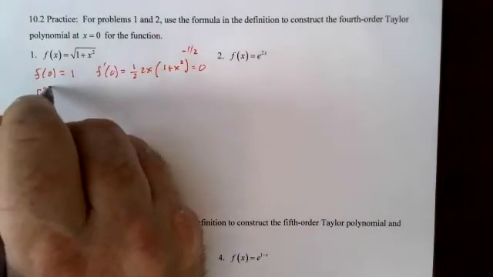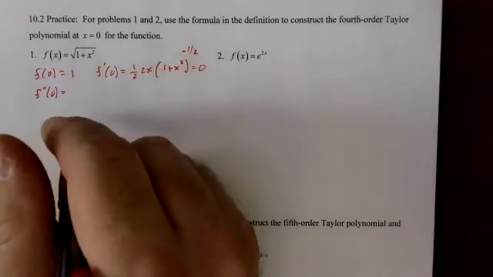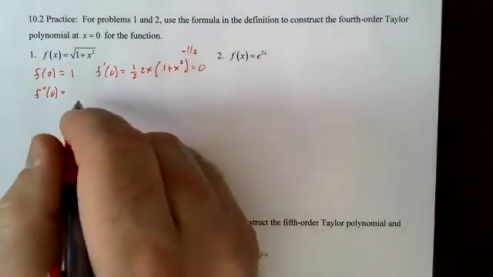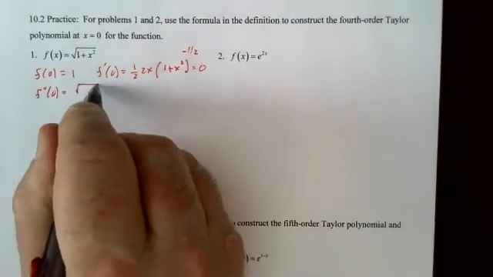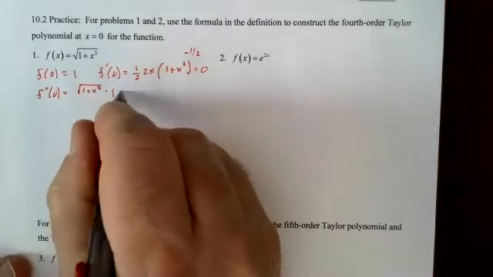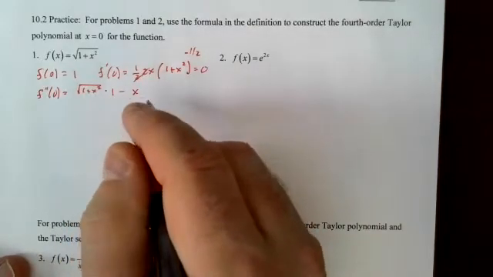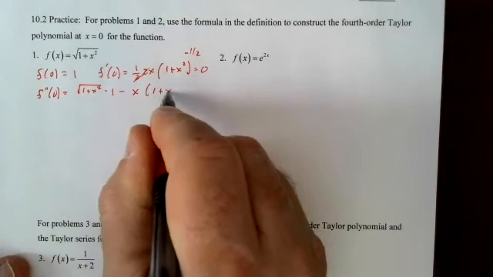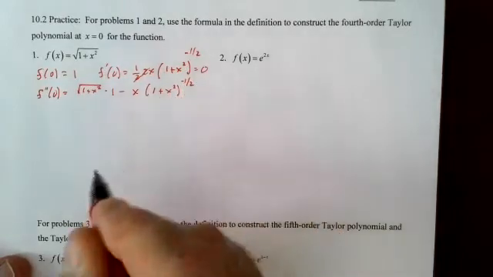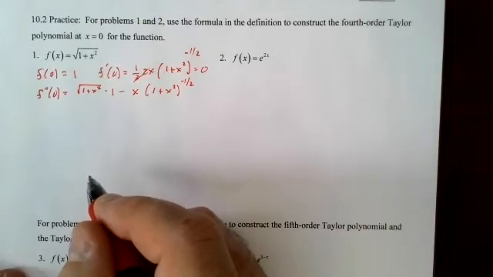F double prime of 0 equals, and they got some work to do, low d high, high d low, all that fun stuff, because this will come down. Square root of 1 plus x squared times 1 minus x, 1 plus x squared to the negative 1/2. Sorry, I'm thinking.